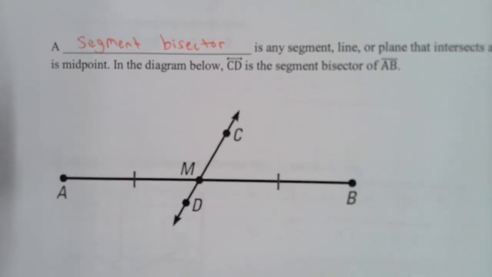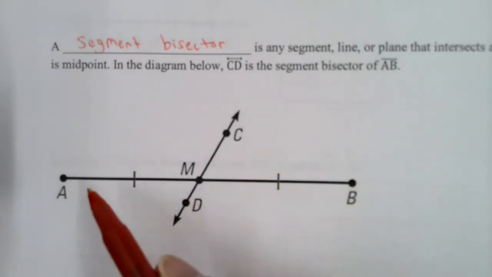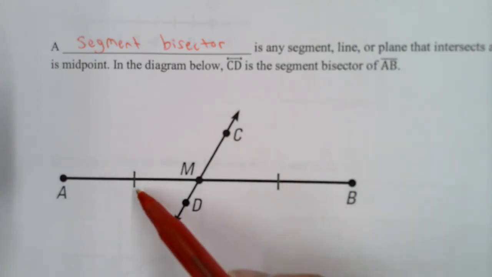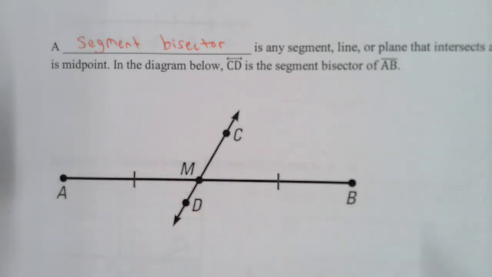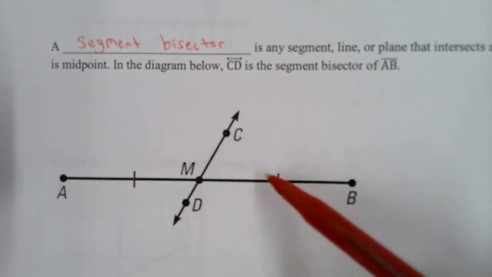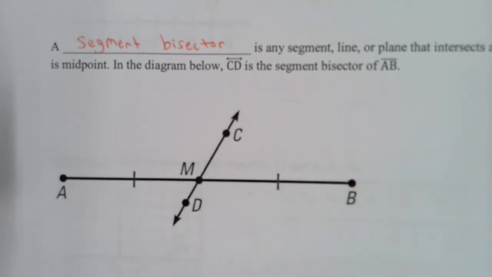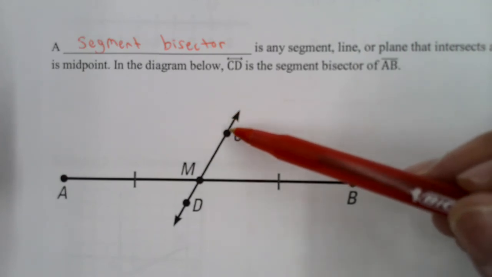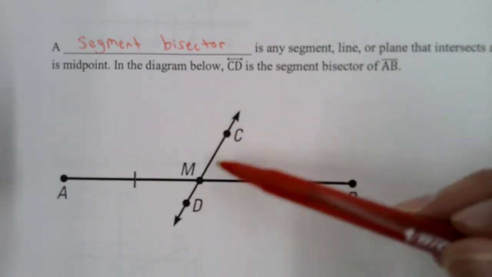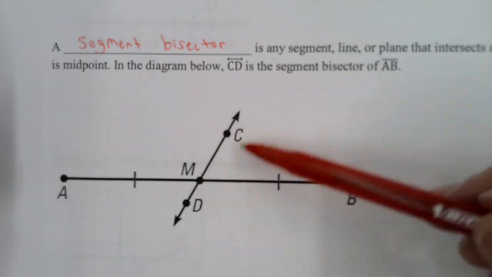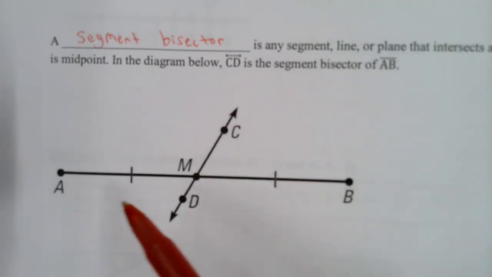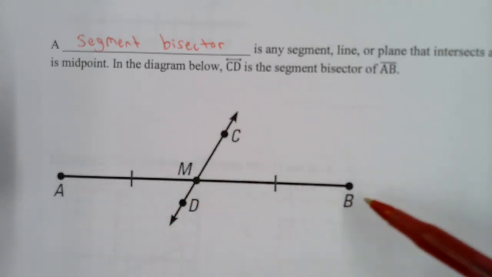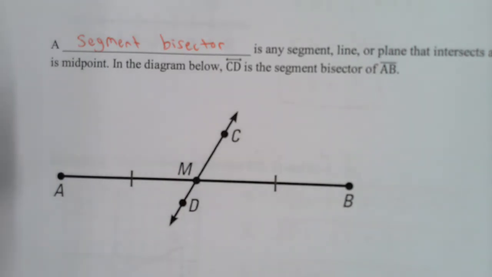Segment bisector. So in the diagram below, you see how segment AB is cut in half? Because this half has 1 tick mark, and this half has 1 tick mark. So that means that this half, AM, is congruent to MB. Okay? So since it's cut in half, whatever is cutting it in half is called a segment bisector. So in this example, segment CD is a segment bisector of AB. Or line CD is a bisector of AB. So whenever a segment is cut in half into 2 congruent halves, whatever is cutting the segment in half is called a segment bisector.